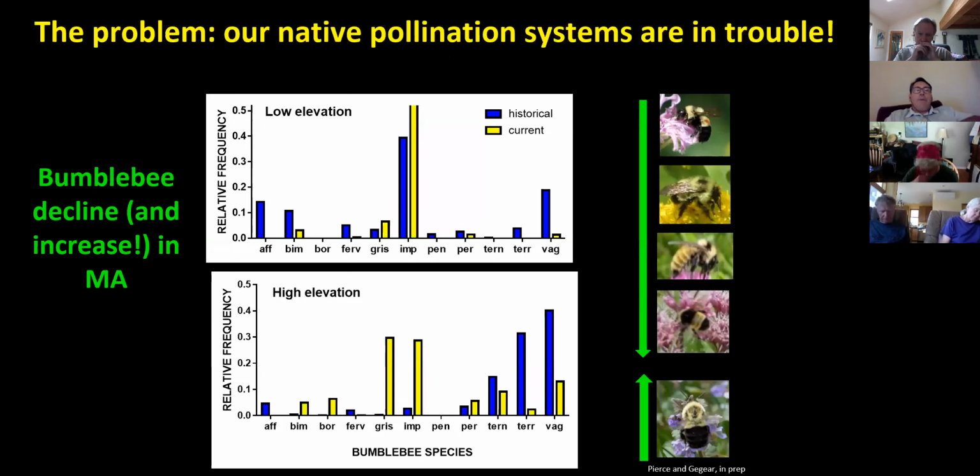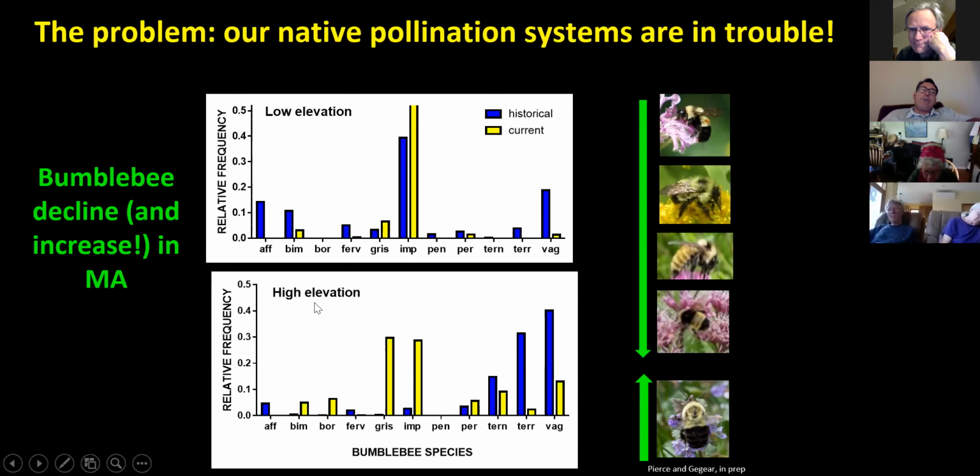Again, you've heard about pollinator decline. There's no question that there are some species that are in serious trouble. So here I have some data from Massachusetts. High elevations above 1,000 feet, low elevations below 1,000 feet. That tends to be where we see new species. So at higher elevation, there are more species than at lower elevations, a couple more.